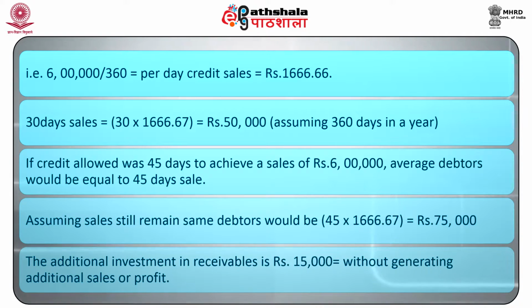If credit allowed was 45 days to achieve a sales of 6 lakhs, average debtors would be equal to 45 days sale. Now assuming sales will remain same, the debtors would be 45 into 1666.67, which is 75,000. Now this additional investment in receivables is 15,000 without generating additional sales or profit. So in this case, there is no point in extending the credit period from 30 days to 45 days.